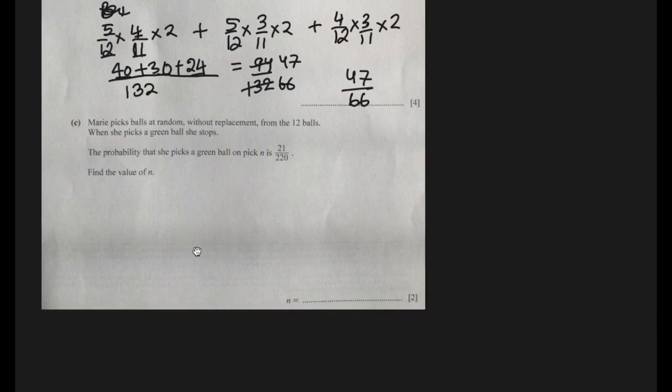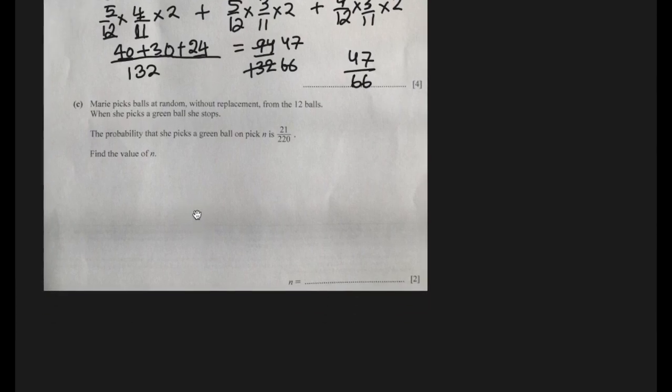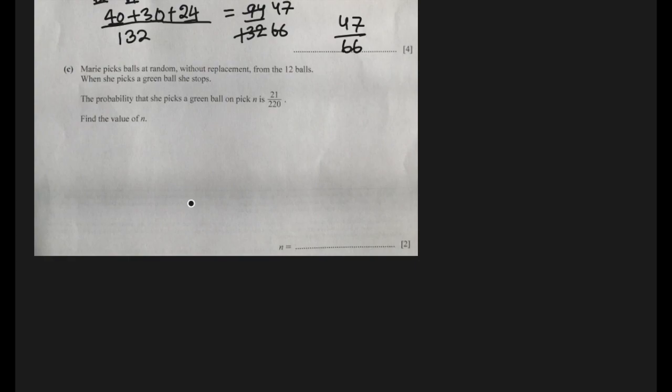C. Mary picks balls at random without replacement again from 12 balls. When she picks a green ball, she stops. The probability that she picks a green ball on the pick n is 21 over 220. Find the value of n. Okay, this is a little challenging, but we'll try to do that.